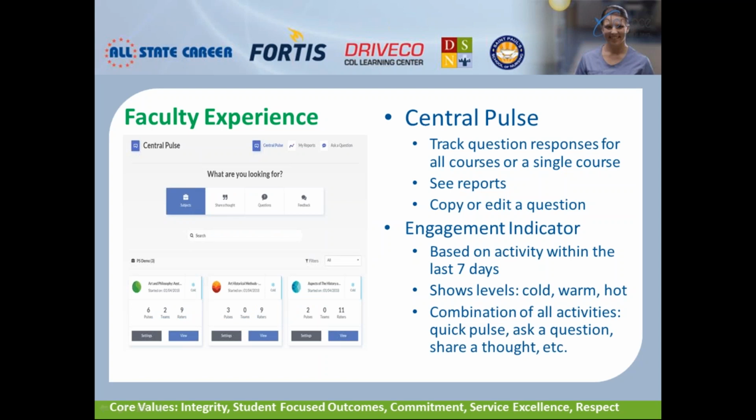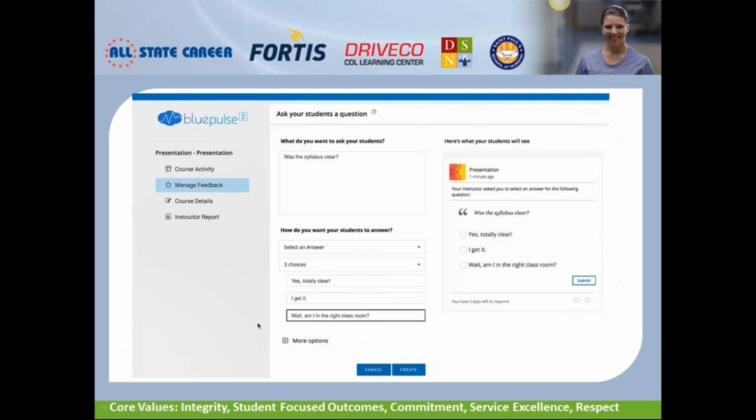And you've got Central Pulse, which is really the hub, where you've got the ability as a faculty member to track the question responses for a single course or all the courses you're teaching. You've got some robust reporting capability where you can create reports based on a wide range of criteria that you want. And you can also ask a question very easily, whether it's copying or editing the question or making that available. And the nice thing is you've got a dashboard in there where you can see the level of engagement activity, and a color-coded indicator showing the cold, warm, and hot in terms of how engaged the students are. Are they participating? Are they asking questions? Are they answering the questions you're asking? So it's a combination that the engagement indicator taps into to look at that.